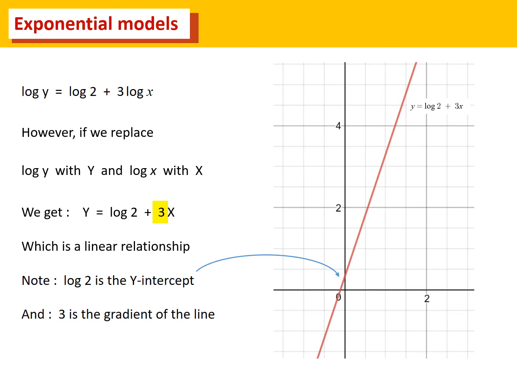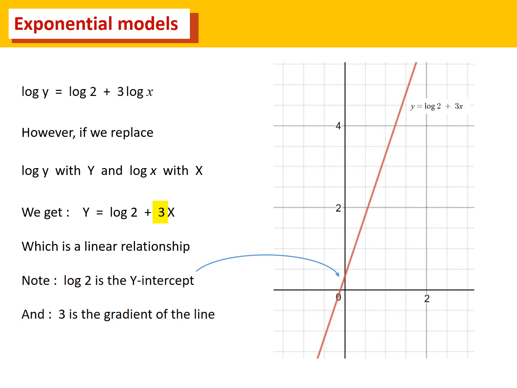Okay, so if we just pause there and say, well, what am I doing here? I'm taking that exponential, that curve of y equals 2x cubed, and by changing the variable of y and x, I'm now forming a straight line graph, and here it is. That's a straight line graph.